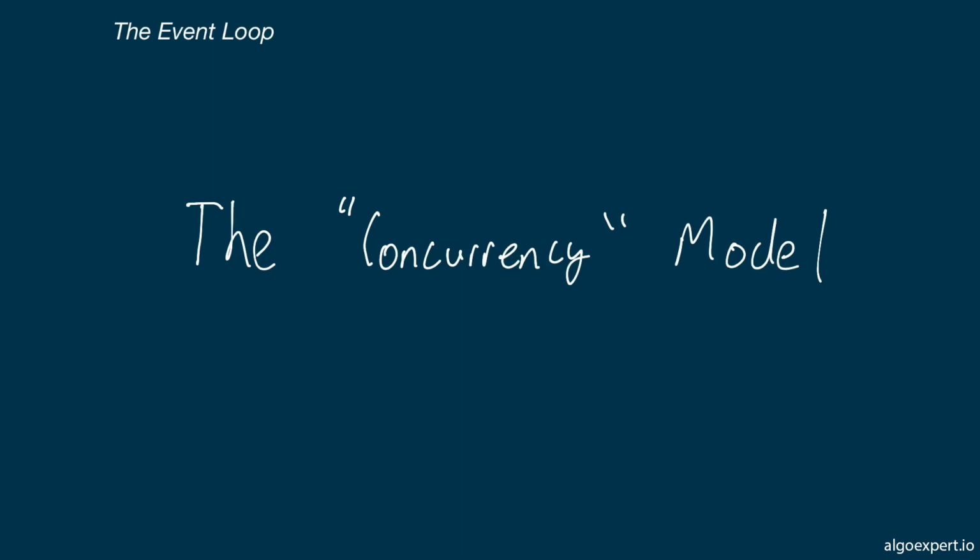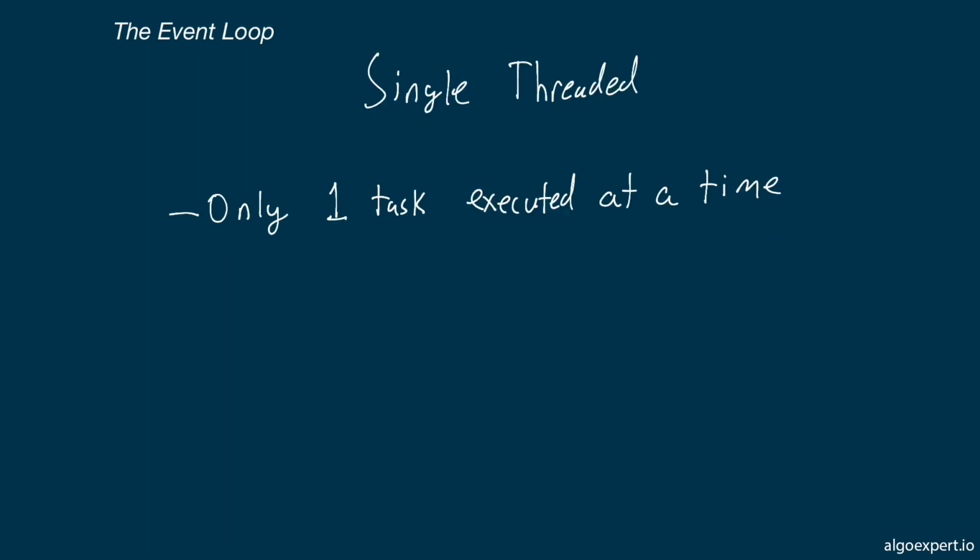In this video, we will be discussing the events loop, which is oftentimes referred to as the concurrency model within JavaScript. However, this is a bit of a misnomer, because our JavaScript code is actually only run in a single thread. Simply put, this means that our code can only execute one task at a time.